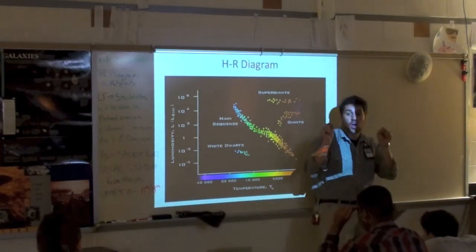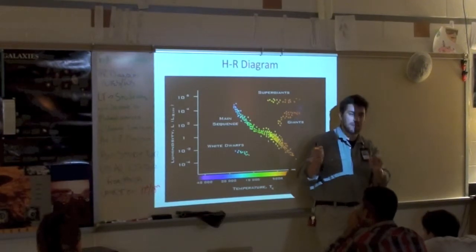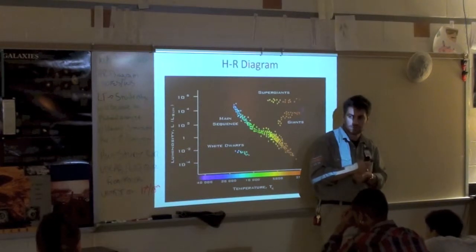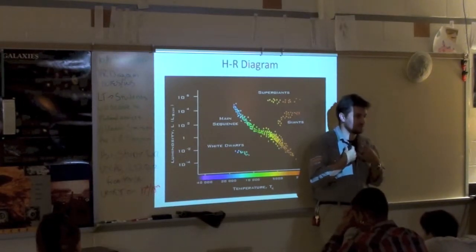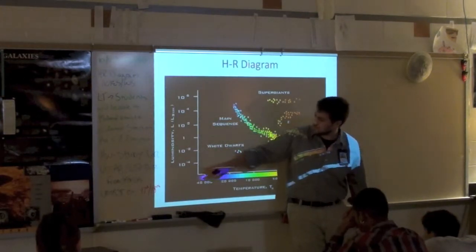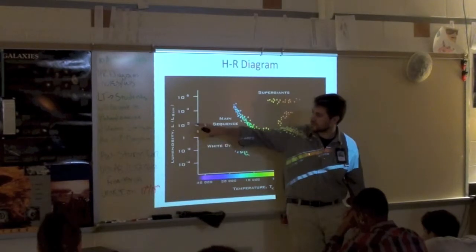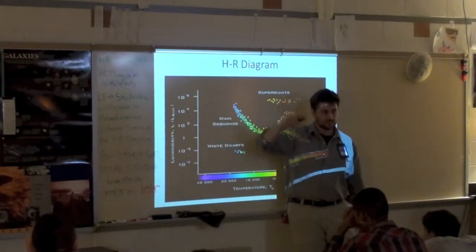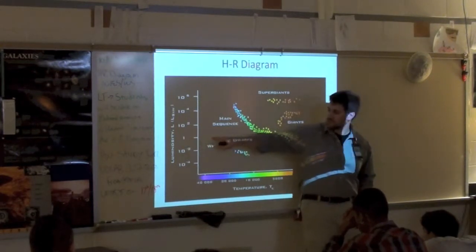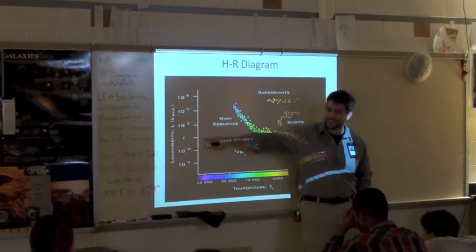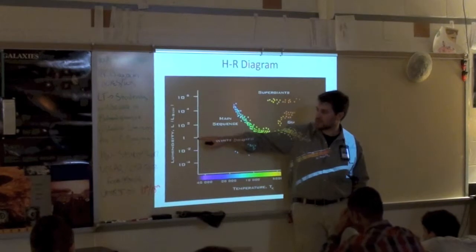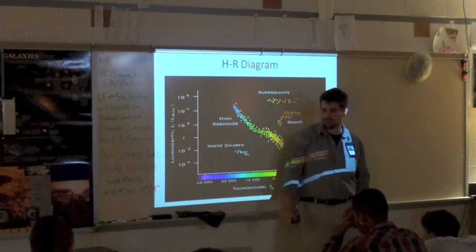All luminosity, all magnitude of stars is based off of which star? Our sun. Okay, it's all related back to our sun. So if you look on your HR diagram, you'll see 10 to the negative 4, negative 2, 1, 10 to the 2, 10 to the 4, 10 to the 6. What is the luminosity of our sun? 1. So this is 10 to the 2 times more bright than our sun, or 10 to the 4 times more bright than our sun.